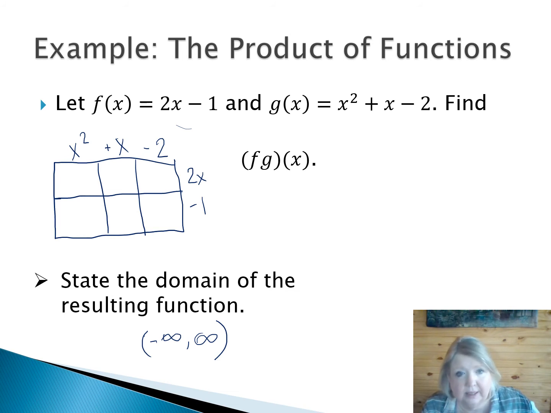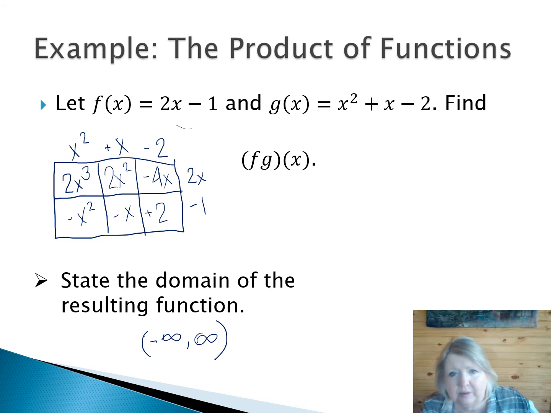Okay, then 2x times x squared is 2x cubed. Then x times 2x is 2x squared. Negative 2 times 2x is negative 4x. X squared times negative 1 is negative x squared. X times negative 1 is negative x. Negative 2 times negative 1 is positive 2. And if you want to write that out so you don't forget the plus, that's good.